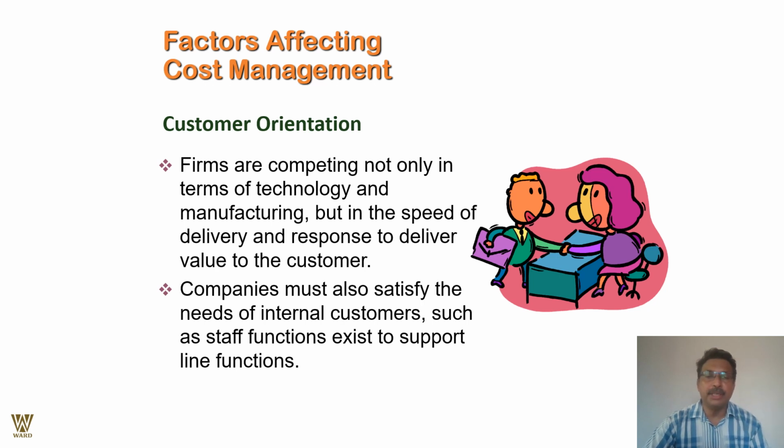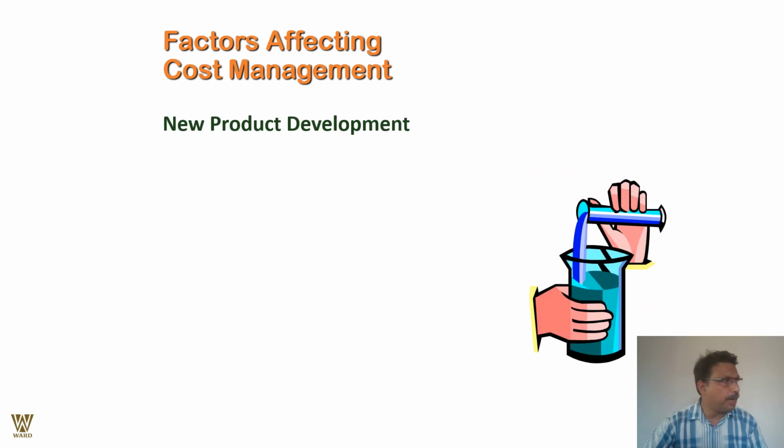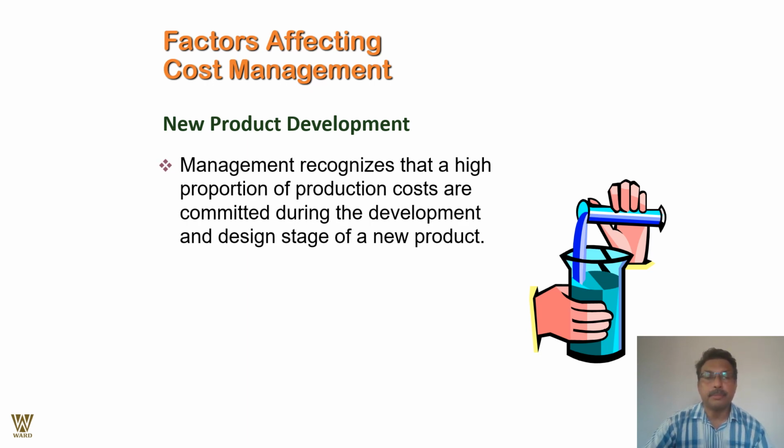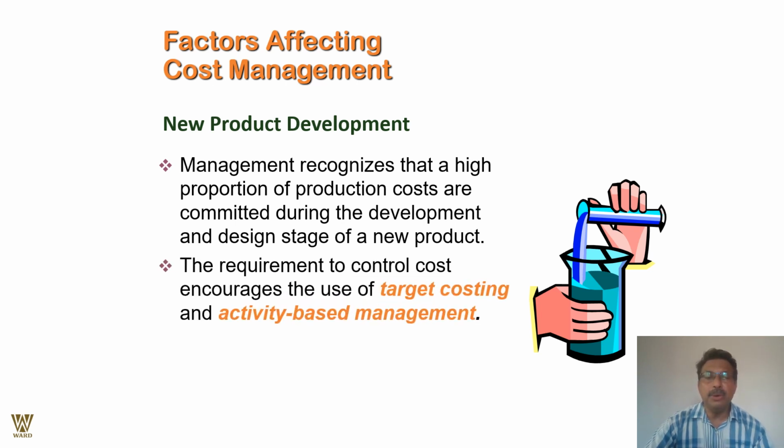Companies must also satisfy the needs of internal customers, such as staff functions that support the line function. Now, we are talking about new product development. Management recognizes that a high proportion of production costs are committed during the development and design stage of a new product. How do we go about it? The requirement to control cost encourages the use of target costing and activity based management. Very pertinent to mention here at this point of time.